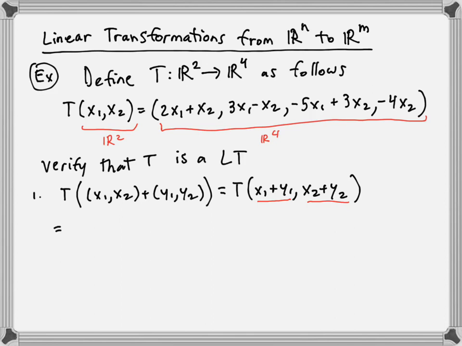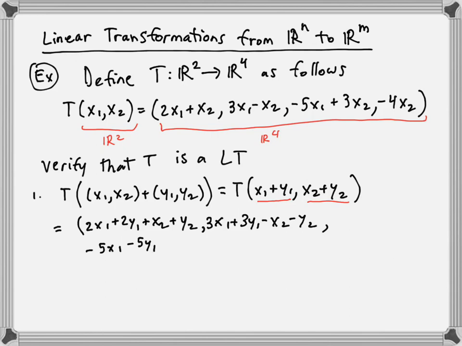This is equal to 2x1 plus 2y1 plus x2 plus y2, 3x1 plus 3y1 minus x2 minus y2, negative 5x1 minus 5y1 plus 3x2 plus 3y2, and then negative 4x2 minus 4y2. So that's just what we get by direct plugging in.